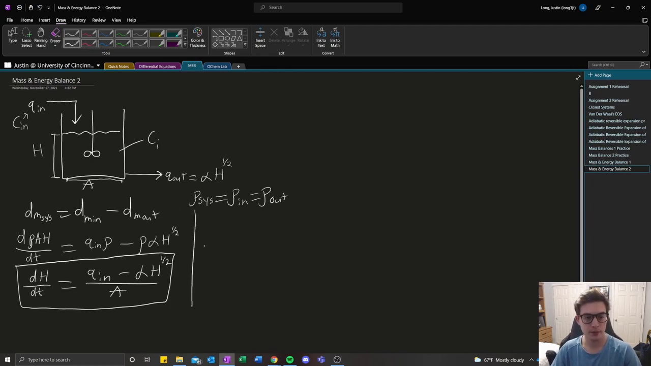So now we want to know, how does the concentration change with time? And so we still know that we can do a mass balance. So we know that the change in the mass of our system is equal to the change in the mass going in minus the change in the mass going out. And all this is with respect to time.